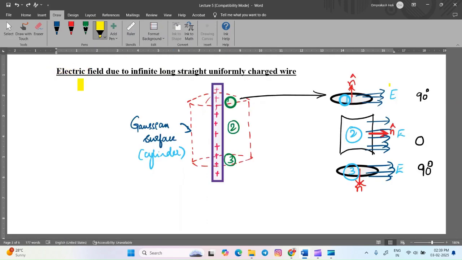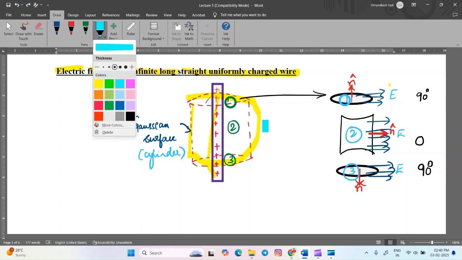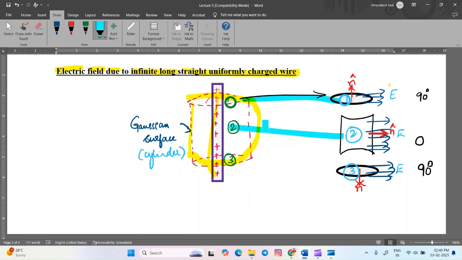Now let us derive the expression for electric field due to an infinite long straight uniformly charged wire. This is our Gaussian surface that you can see here. This is our wire carrying positive charges, and the surface is split into different areas. This is our first area, this is our second area, and this is our third area. First and third are the top and bottom surfaces of the cylinder, and the middle portion is the second part.